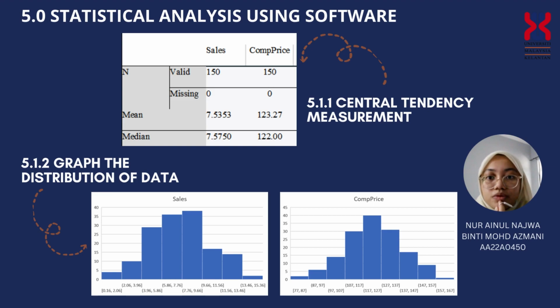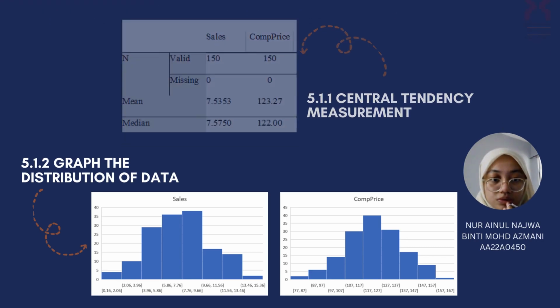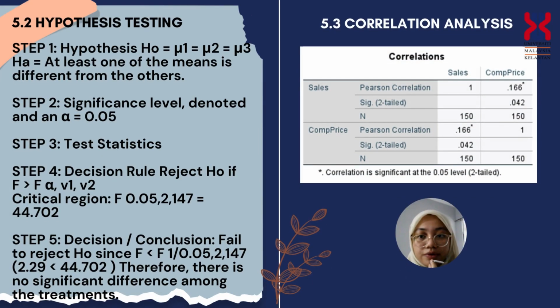First, the shape of the distribution for sale data is normal, and then the shape of the distribution for comprise data is normal. Next, 5.2 hypothesis testing. For this part, we have 5 steps. Step 1, hypothesis. Step 2, significance level. Step 3, test statistic. Step 4, decision rule. Step 5, decision or conclusion.